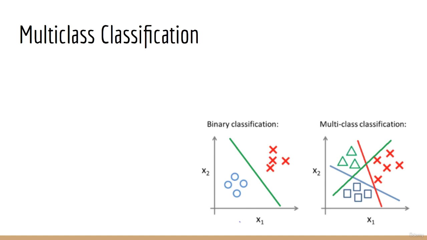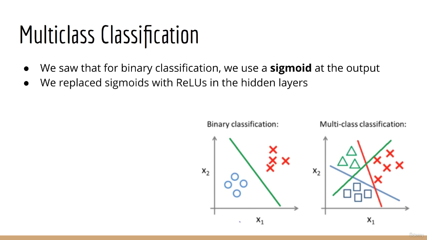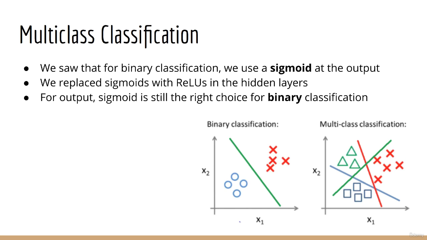In this lecture, we are going to discuss another very important topic, multiclass classification. Previously, we discussed binary classification, which used a sigmoid at the output. We also had sigmoids for the hidden layer activation functions, but we just got rid of that in favor of the ReLU, which tends to work better. For the output, however, if we are doing binary classification, the sigmoid is still the right choice.